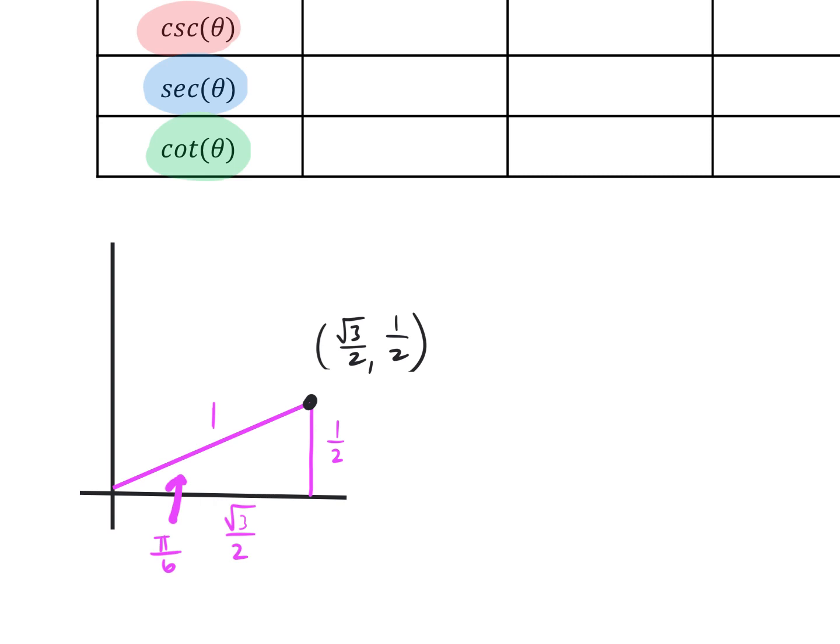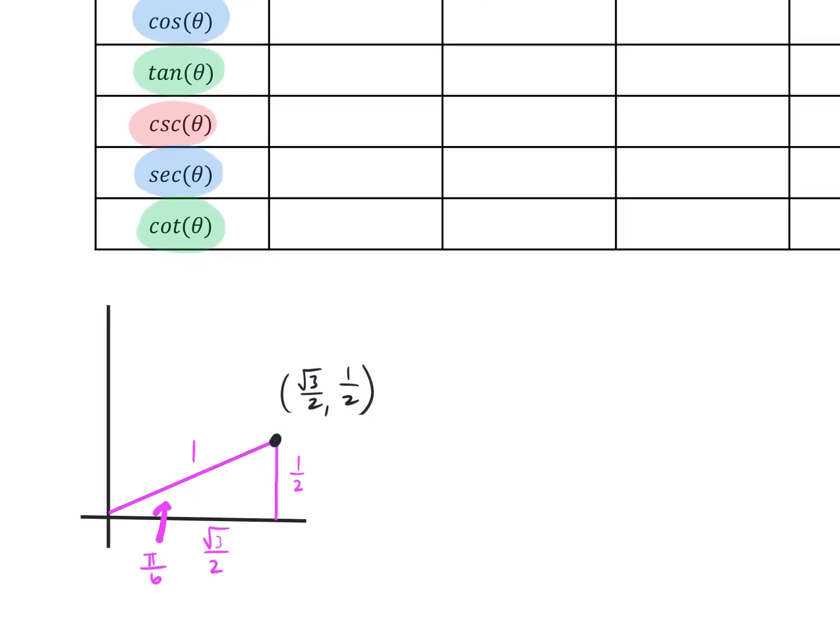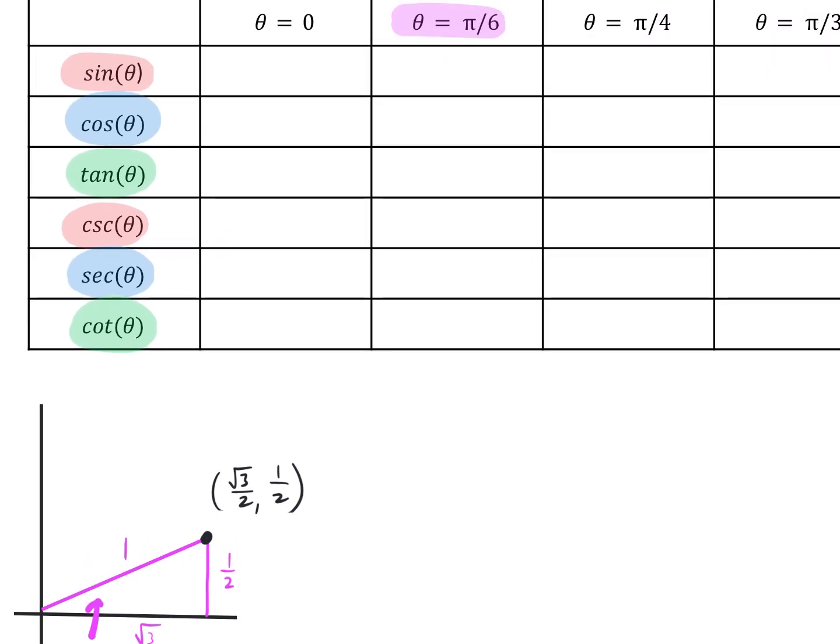Okay, now that I have that coordinate, I can answer all of those questions. If I want to find what the sine of this angle is, well, sine is at my x or my y value? Y value. So sine is just 1/2. Now, let's go to the reciprocal function of that. Reciprocal of 1/2 is just going to be 2.